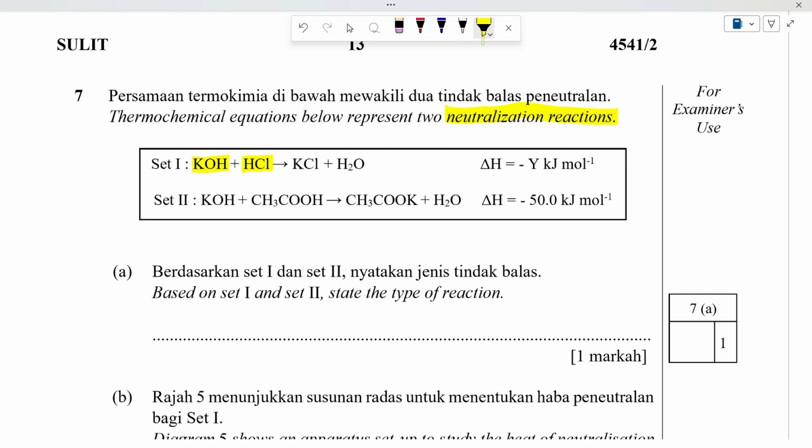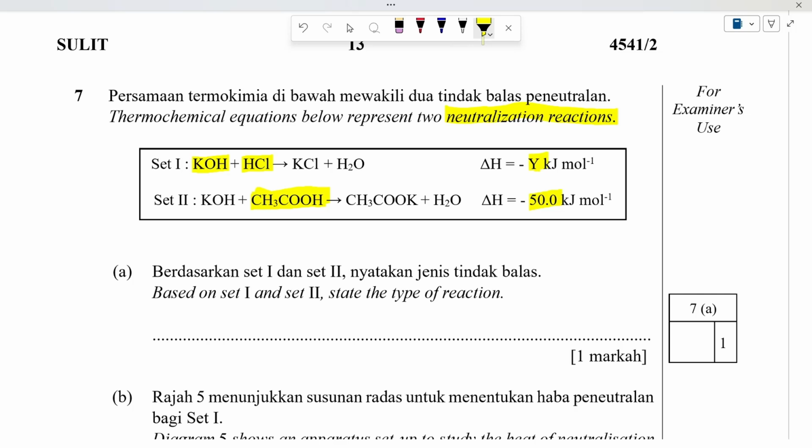Now set 2. Potassium hydroxide will be the same. Then what is the second one? Ethanoic acid, strong or weak? Weak acid. So weak acid here, 50.0 kilojoule per mole. Heat is released, right? Then how about Y?